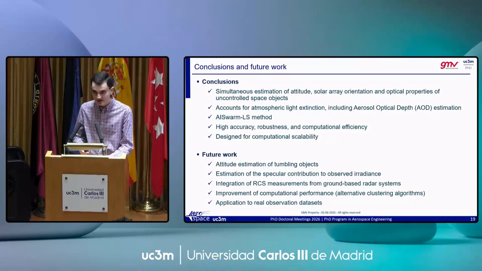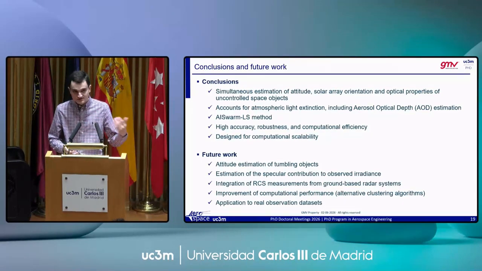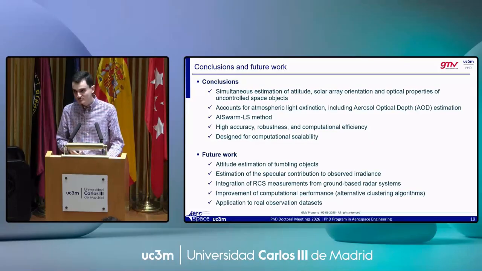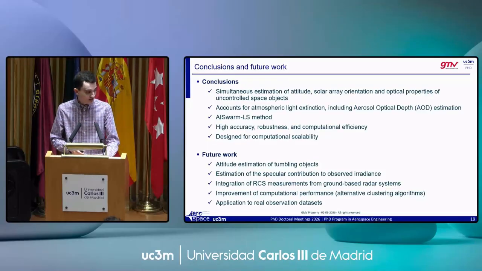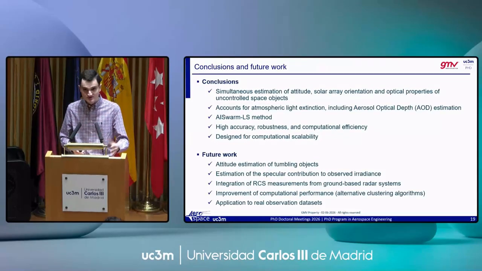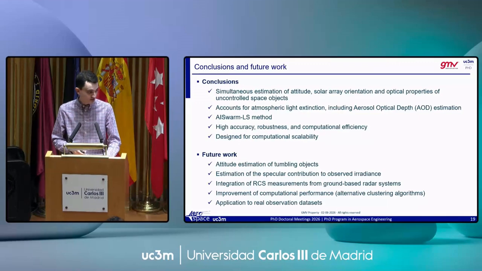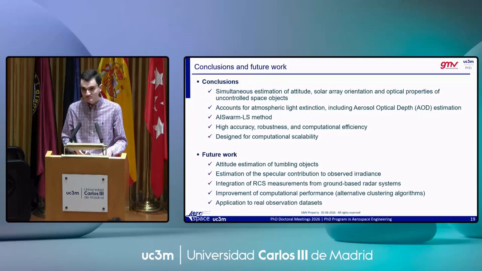So to sum up, we have developed a method that's able to estimate different attitude, physical, and atmospheric parameters, and it is accurate, robust, and designed for computational scalability. And potential lines for future work include the estimation of tumbling objects, the estimation of the specular contribution to the irradiance, applying this method to other measurements like the radar cross-section, improving the computational performance, and applying this method to a real data set.